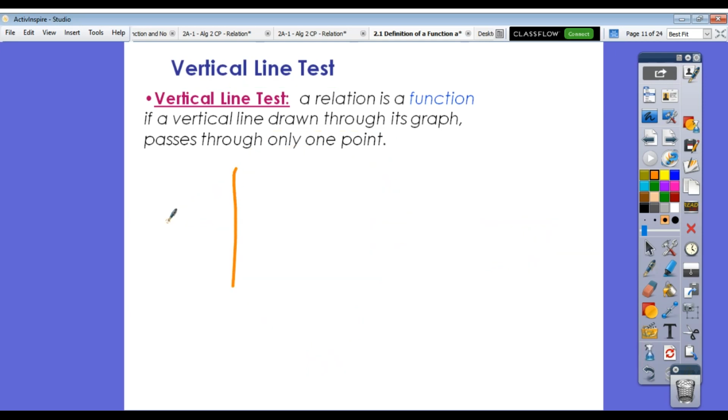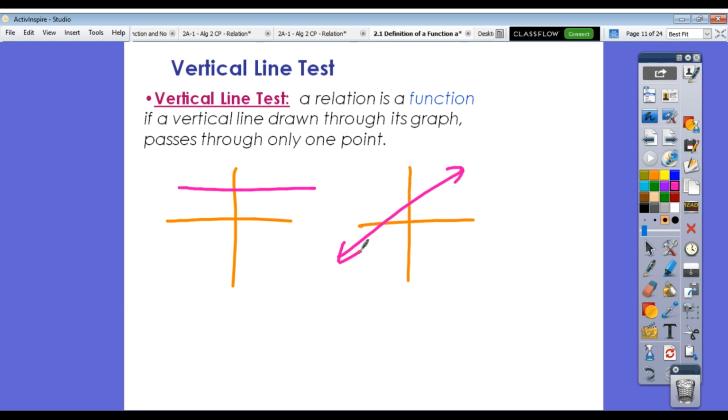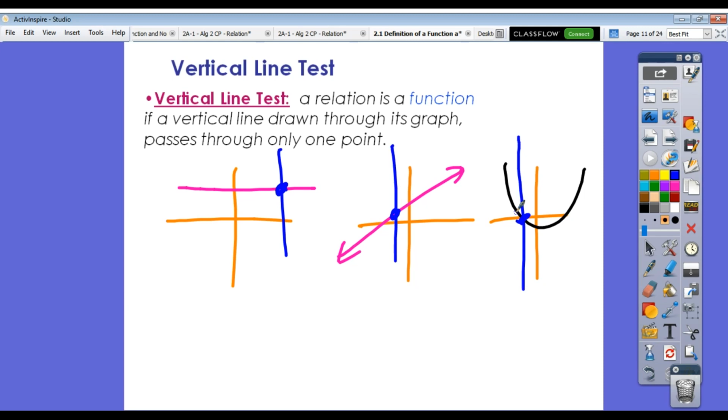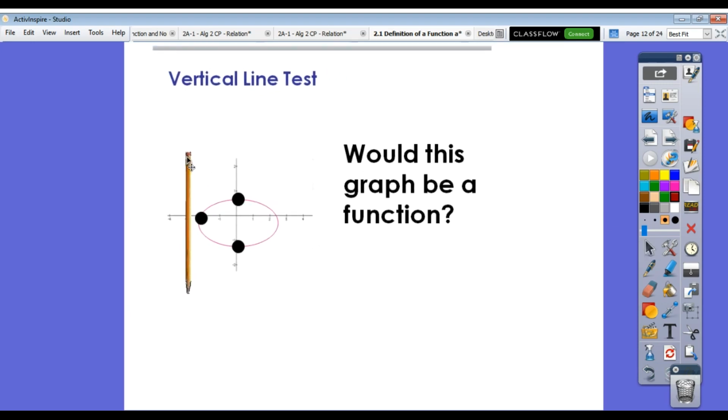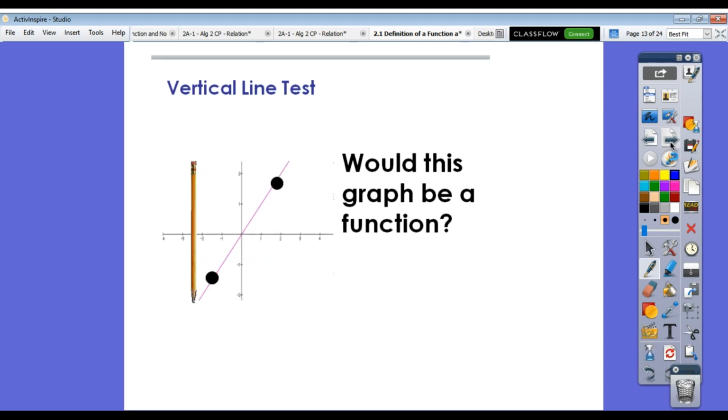An example of a function will be something like a horizontal line, a line like this, or even a parabola. If you notice, this crosses only once, this crosses only once, and this crosses only once. Those are all going to be functions. There you go. Would this graph be a function? If you draw a vertical line with your pencil, which is not working for me, yes, this will be 1 because it's tangent to the ellipse here. But if you move over here, it will be 2. So it's still not a function. This will be only 1 there, so that should be a function.